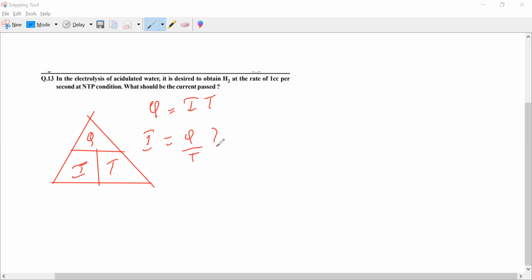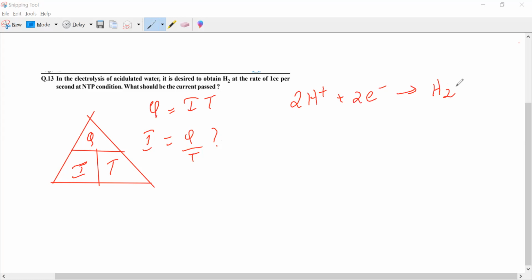But coming to this, let's take the reaction of hydrogen. It is decided to obtain hydrogen at the rate of 1 cc per second. So hydrogen, how do I get it? It is nothing but 2H+ + 2e- will give us what? Hydrogen, when I add the hydrogen ions with electrons. Hydrogen atom, not the ions, hydrogen atom.